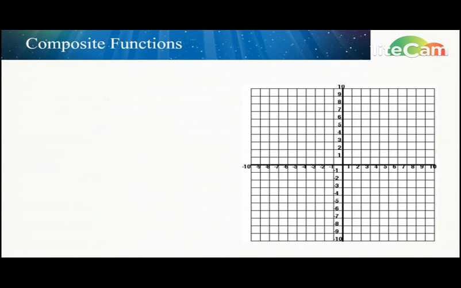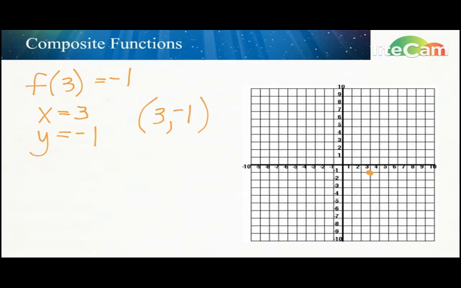Let's say I have a graph where a point is at (3, -1). If I ask you for f of 3, what I'm really saying is that x equals 3, and I want to know what y equals. I could also write it as a point. So if I go over to my graph and look at where my point is, I will see that my point's at (3, -1). So my answer is -1. I could either write it here or I could write it here.